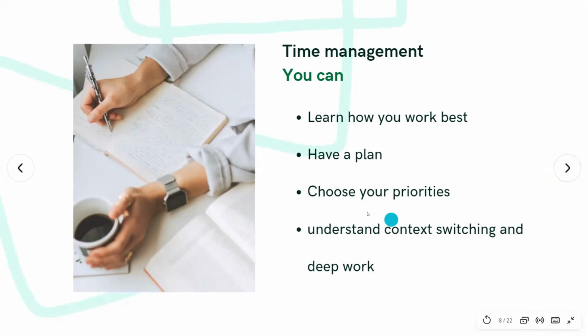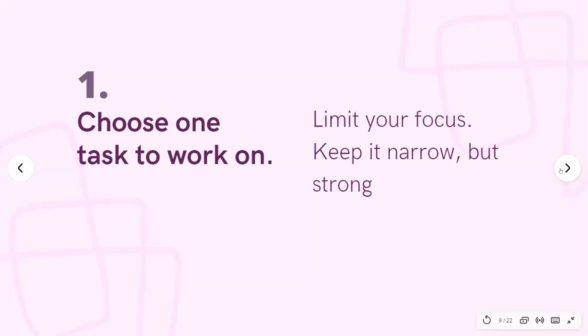And I will talk about this a little bit more in the next section about resources. But these were some really good things that I found online. So I've made a list of 8 things, and I'm just going to read them out. Choose one task to work on. This is when you're writing or researching something. So limit your focus and keep it narrow but strong.